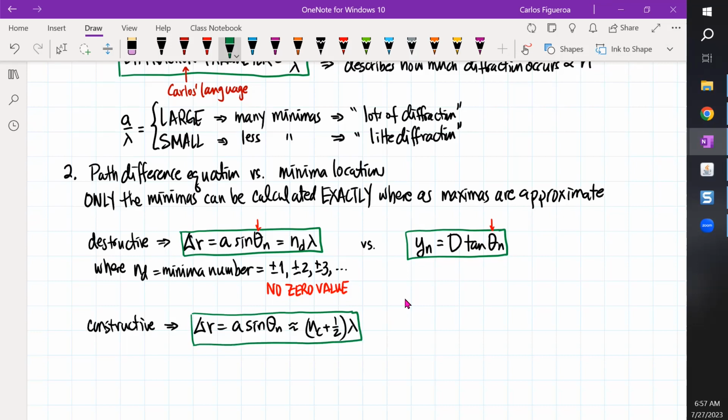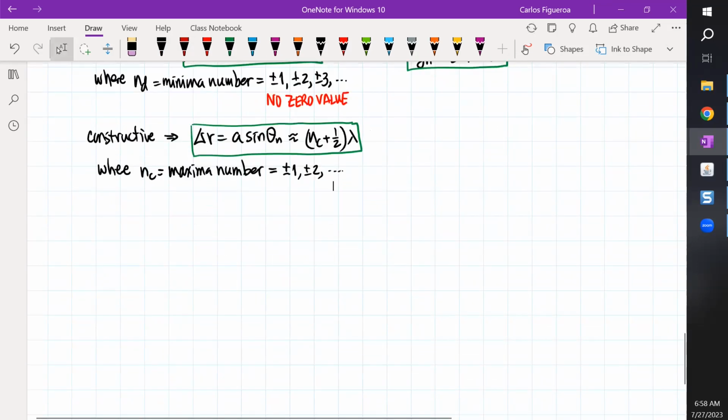Once again, where nc is now the maximum number, just as we did with fringes, and this goes as plus or minus 1, plus or minus 2, like that. So it's the same type of thing here. So I'm going to have to say something about this.